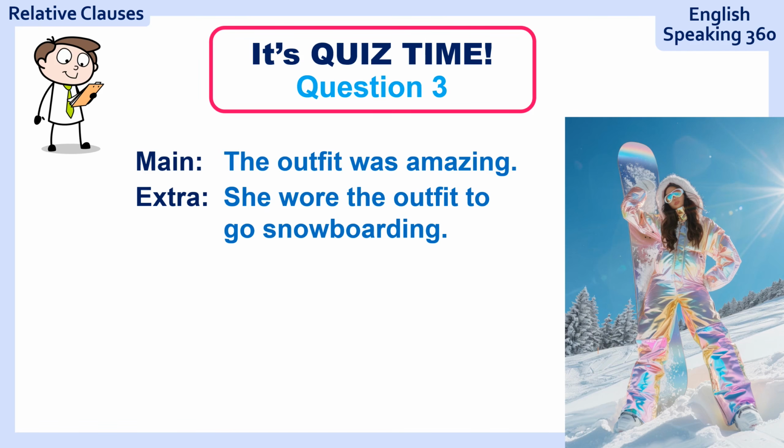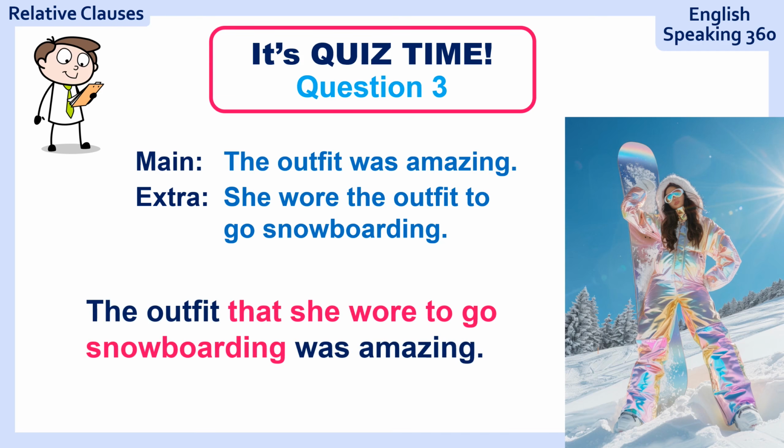Number 3. The outfit was amazing. Oh, yes, it was. She wore the outfit to go snowboarding. You ready? Merge the two sentences, and the answer is the outfit that she wore to go snowboarding was amazing. Okay, and is there another pronoun that you can use instead of that? Yes, for things you can also use which. The outfit which she wore to go snowboarding was amazing.